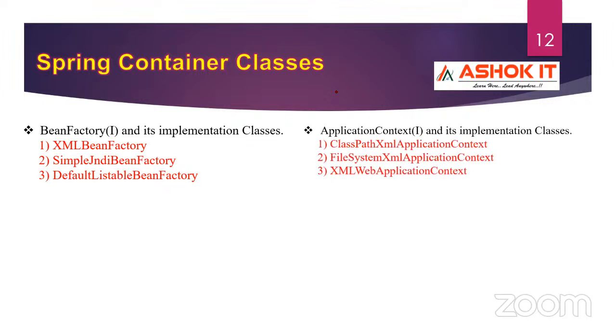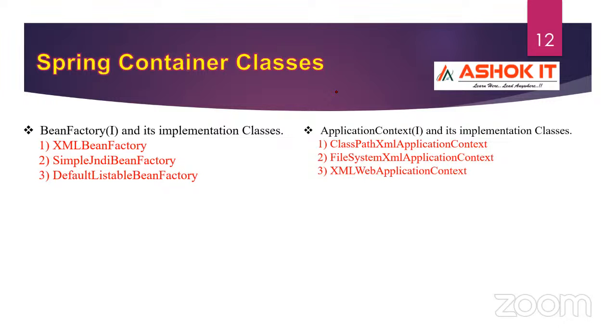When it comes to the application context interface, it also has implementation classes. What are those? ClassPathXmlApplicationContext, FileSystemXmlApplicationContext, and then followed by XmlWebApplicationContext. These are the implementation classes of application context, guys. Once you create an object of these classes, only then the Spring container gets activated in the Spring application. Keep the point in your mind.